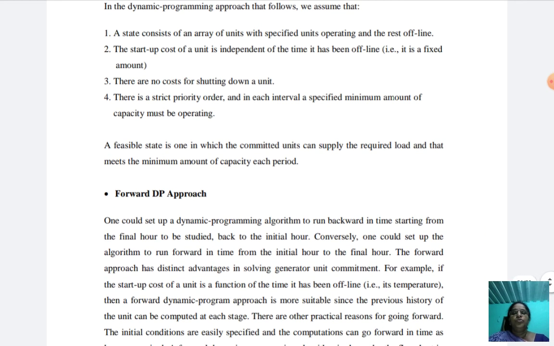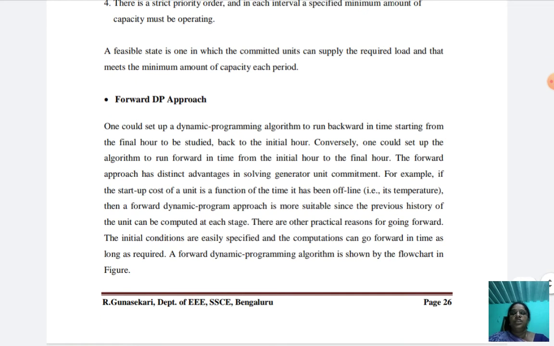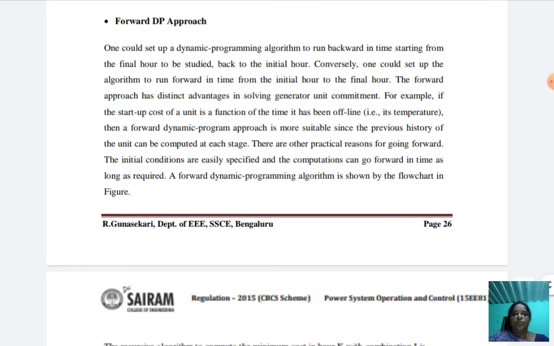Now here two types of approach are there. One is the forward dynamic programming approach, another one is the backward dynamic programming approach. In this case we are using only the forward dynamic programming approach. That means the algorithm runs in time starting from the initial hour to the final hour. This is known as the forward dynamic programming approach.